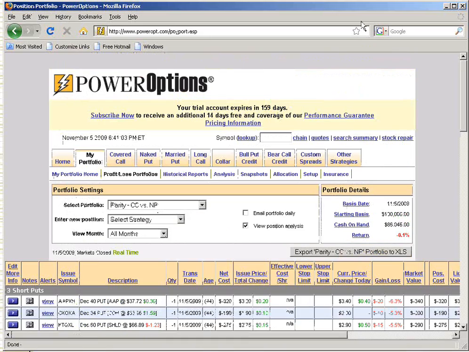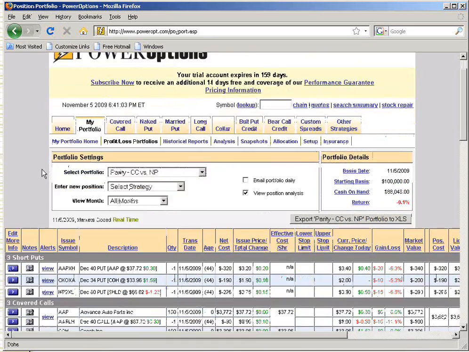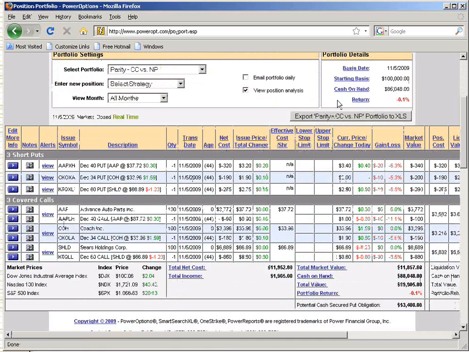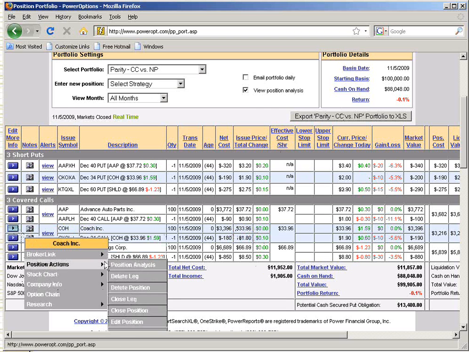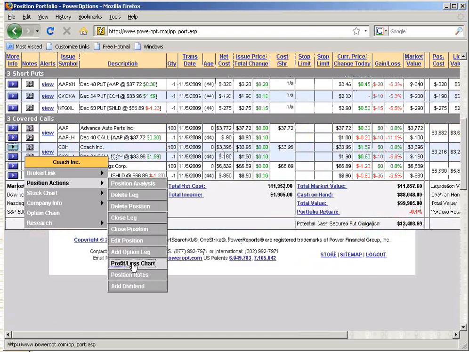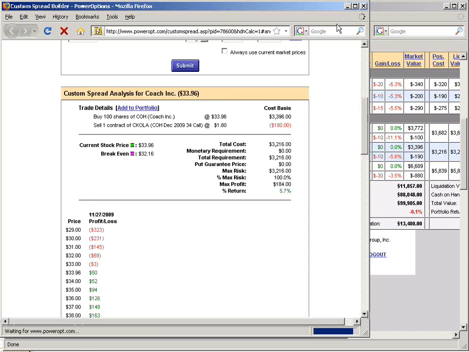And what we're going to see here is the different trades for our positions. Remember, I showed the comparison of the at-the-money Coach covered call position. Here's Coach, bought at $33.96. We went ahead and theoretically sold the December 34 call for $1.80. Okay, well, how did that look on our profit and loss chart? Remember? Let's just take a look. I'll go right from this portfolio here. I'm going to pull up the original profit and loss chart on my position.